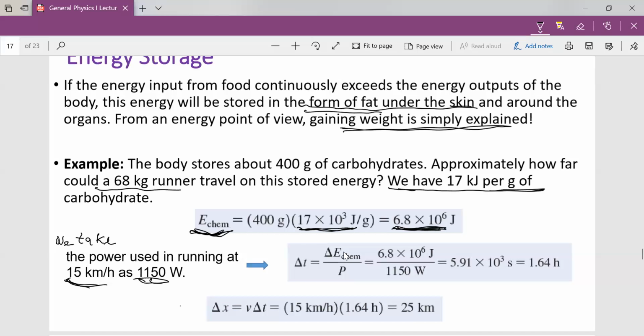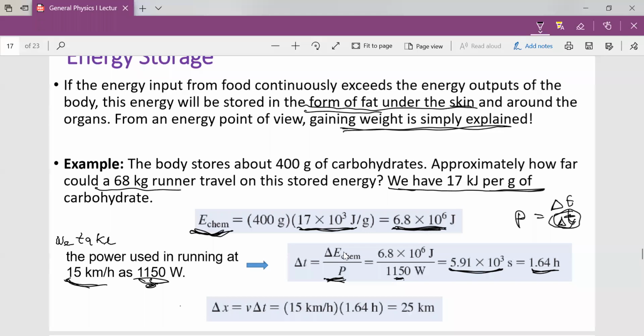Remember the equation: power, P, equals change in energy over change in time. Power is actually the rate of energy change. So if we make this the subject of the formula, that is how we got this equation here. We know the chemical energy, and we know from this the power rating for running. So the chemical energy over the power gives us this in seconds.